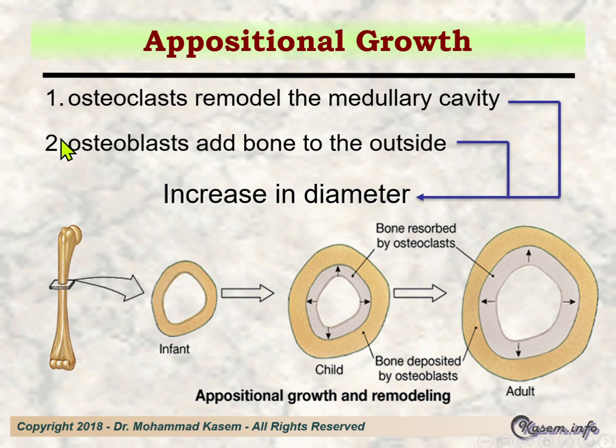The process of osteoclast remodeling. The osteoclast here will absorb the bone from the inside. It will eat it. And the osteoblast from the outside in the periosteum will lay down more layers on the outside. So the bone diameter will be enlarged gradually from the infant to a child to the adult. And this is what is called positional growth.